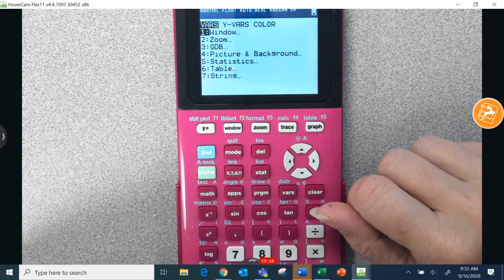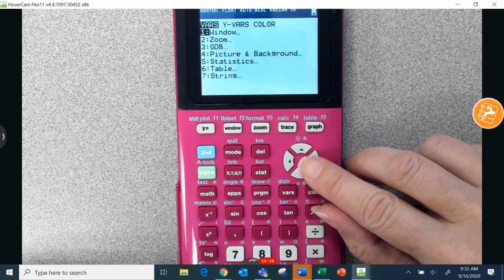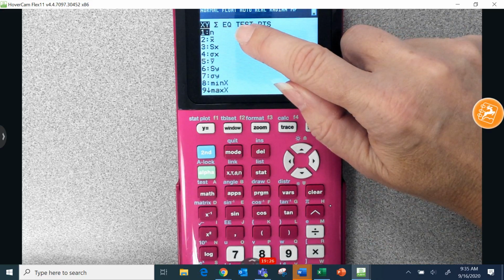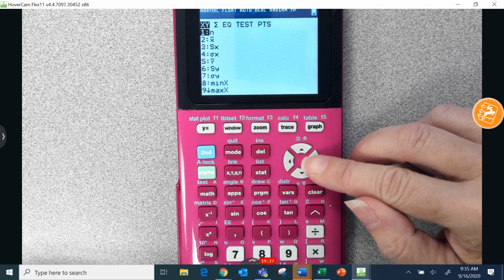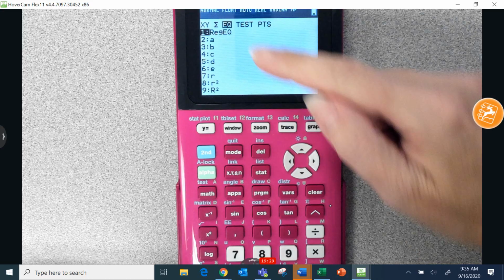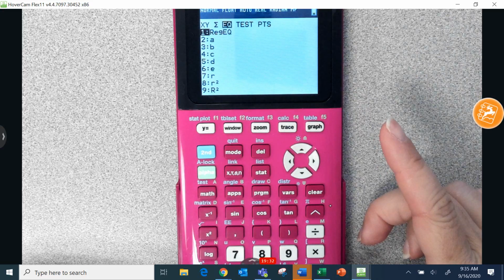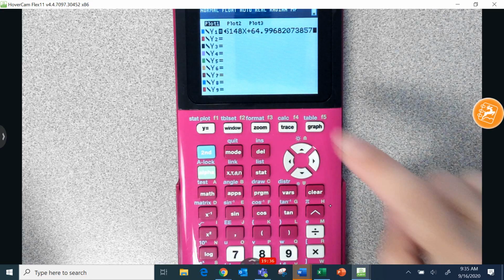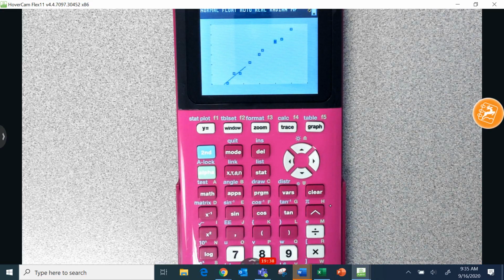Vars, and then you're going to go over to equation, EQ, and you're going to hit regular equation, and it pops it in for you. And you hit graph, and voila, there is a graph.